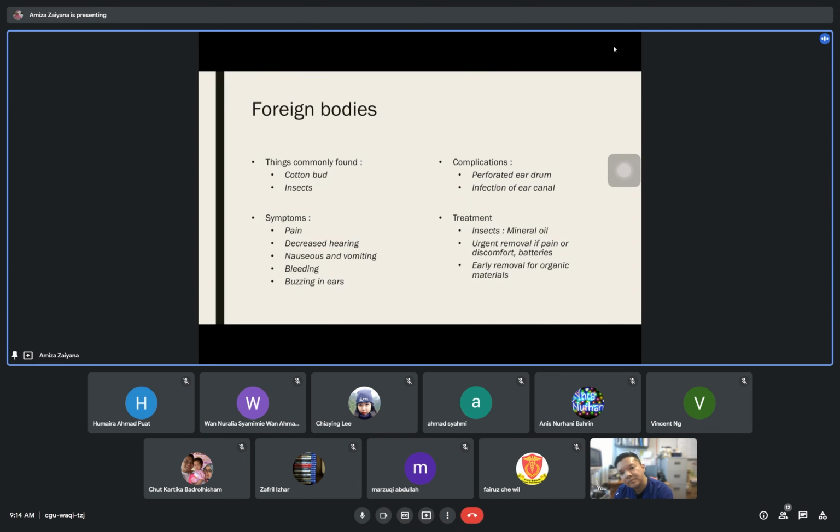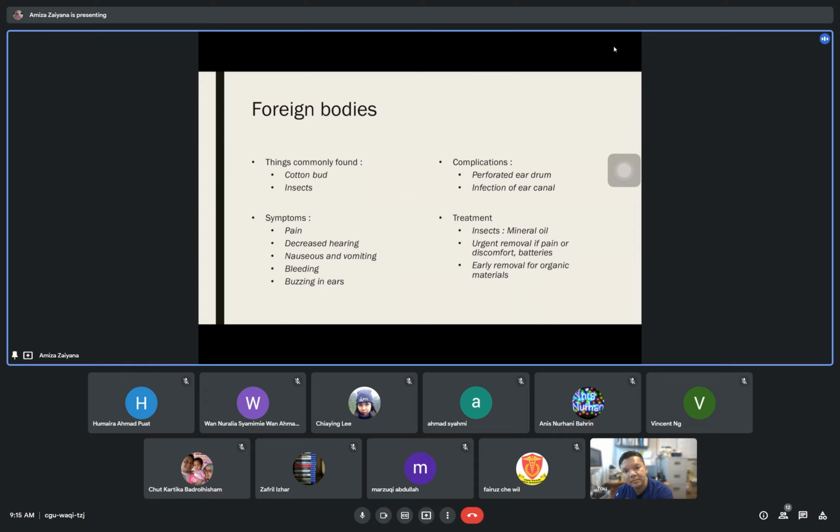Foreign bodies in the ear, things that are commonly found in our patients will be cotton bud, insects. The symptoms will be the patient will come with pain, decreased hearing, nausea and vomiting, bleeding, and also buzzing in the ears, especially if there is an insect in the ears. There are complications for foreign bodies in the ears. They might lead to perforated eardrum, and also infection of the ear canal.